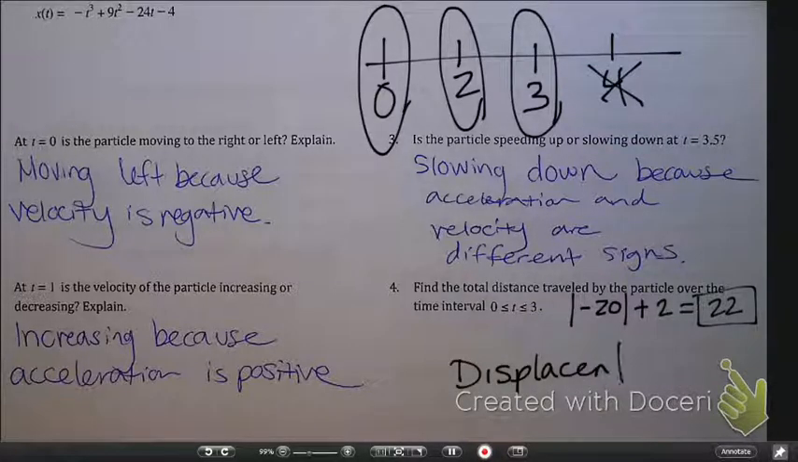Good. Displacement is the distance or the difference between where I ended from where I started. So I ended at -22 and I started at -4. So -22 minus a -4, good, gives me -18. So my displacement is -18 units, but my total distance traveled is 22 units.